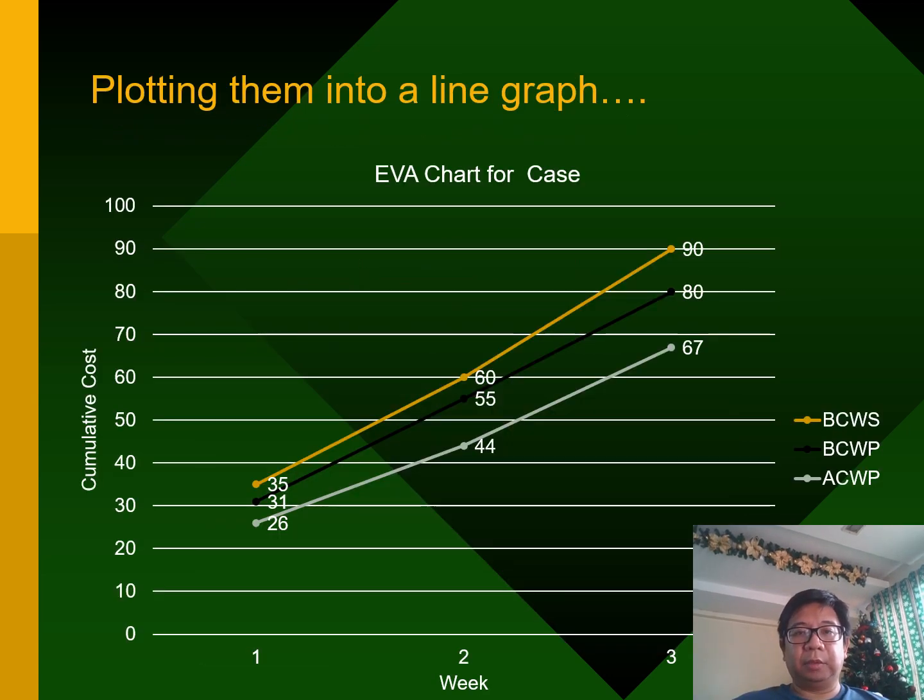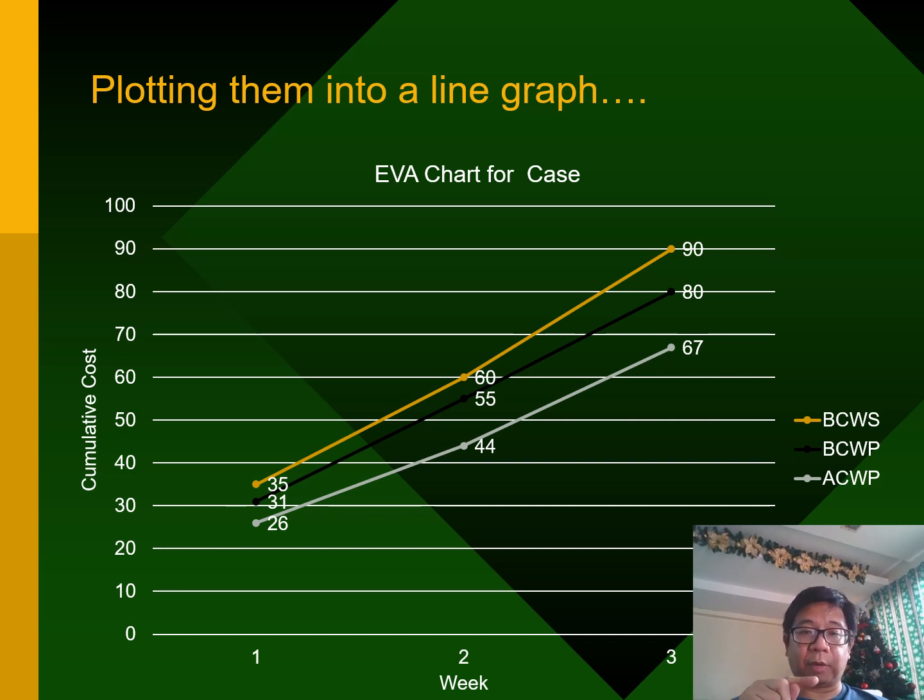So what did I do? After converting the original chart into a cumulative chart, I used Excel to plot the values in a line graph. So what you have here right now is the EVA chart for the case in the second slide set. What you're going to see here is this. What's very important, at least for you, is your planned line. Your planned line is represented by the BCWP. So that's the black line over there.